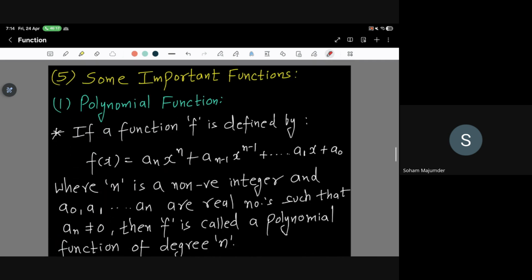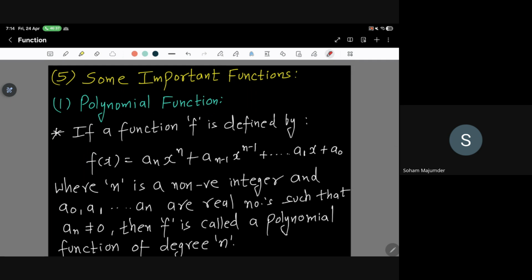Okay. Next, there are some very important functions which will be frequently used in the questions, so we must have the complete idea about how each particular function works. So the first function is the polynomial function. This you have studied from the 8th, 9th class.